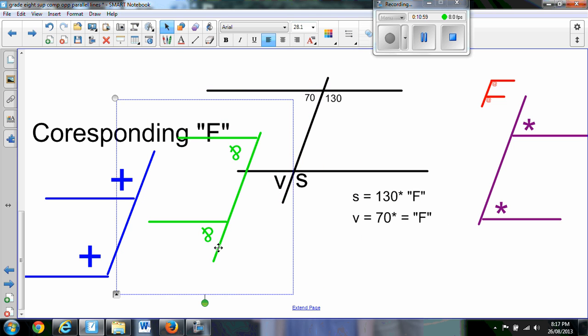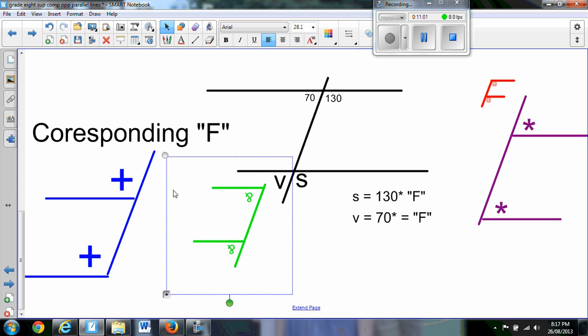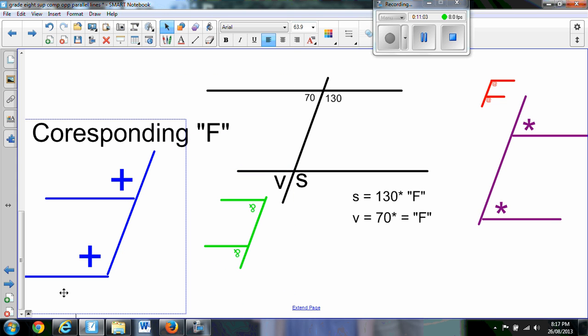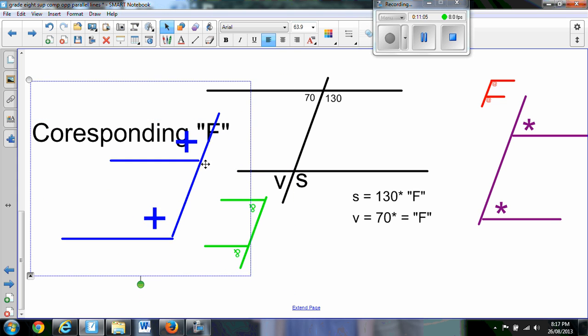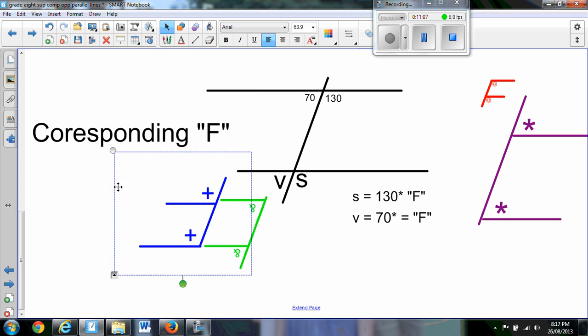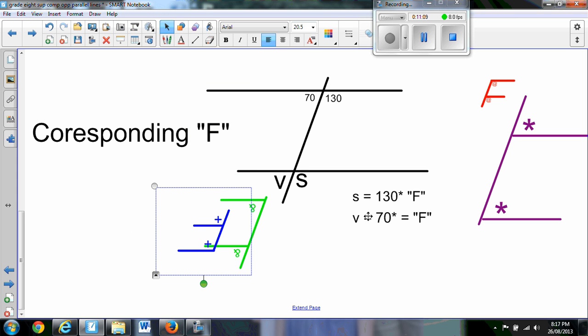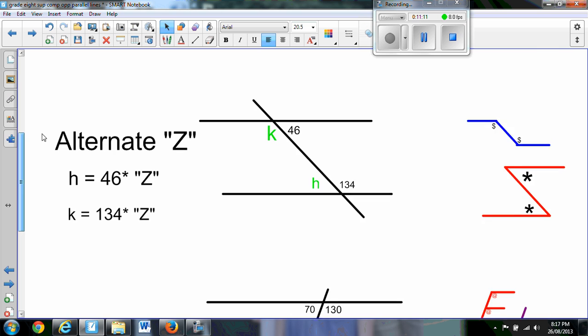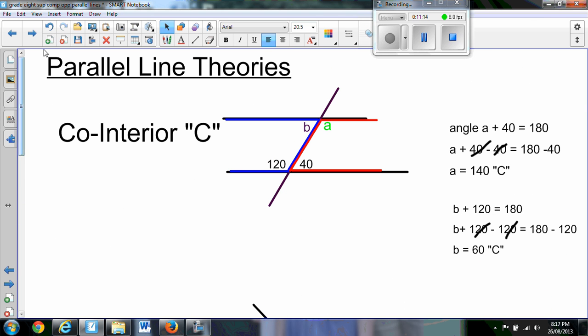So there are your three different angle parallel line theories. They are the F pattern, the Z pattern, and the C pattern, and we will do some work with it today, and then we'll move these and join them with the ones from yesterday, and then it really starts to get fun.